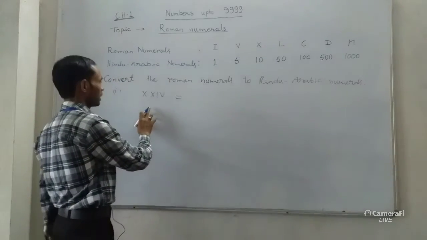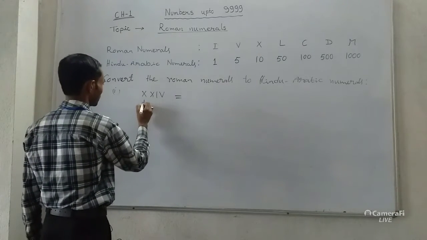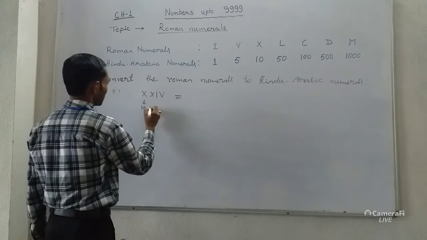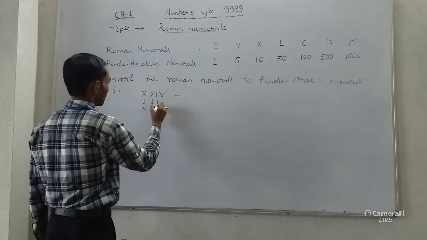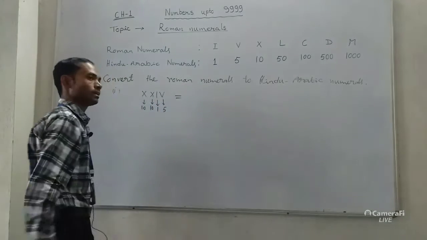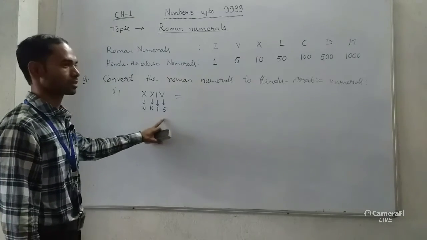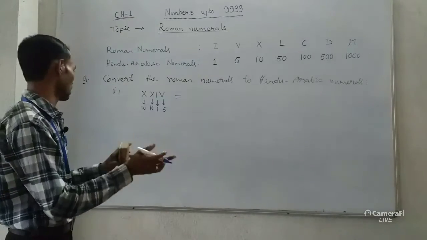So here we will first write the values of each symbol. What is the value of this one? 10. This is also 10. I means 1 and V means 5. Now first we will arrange the numbers from greatest to smallest.